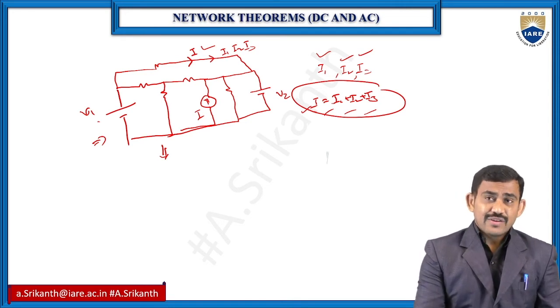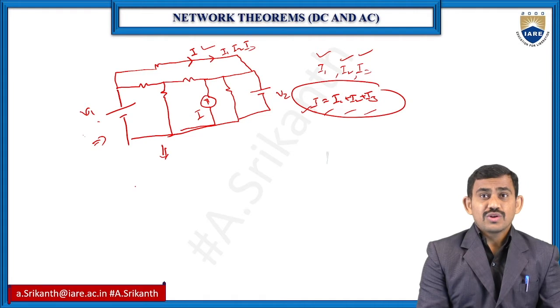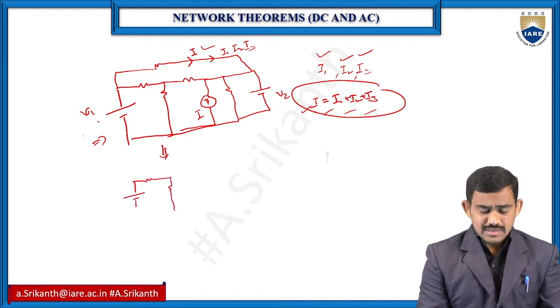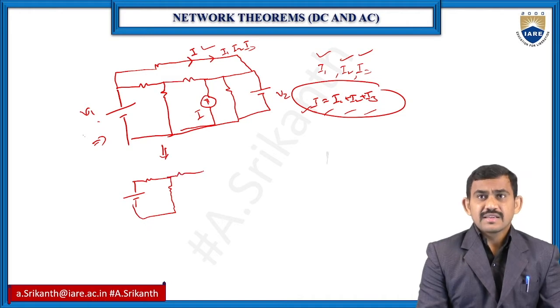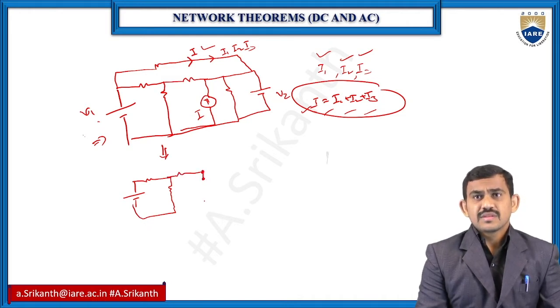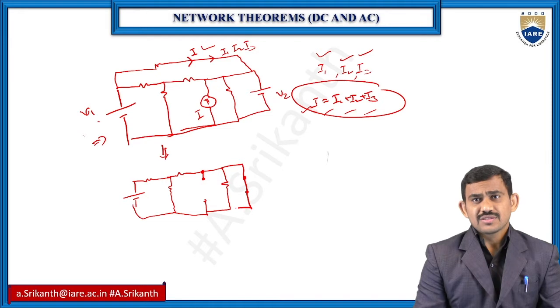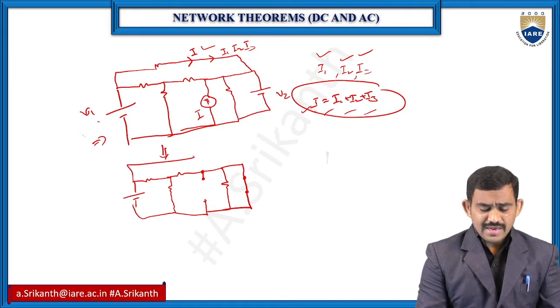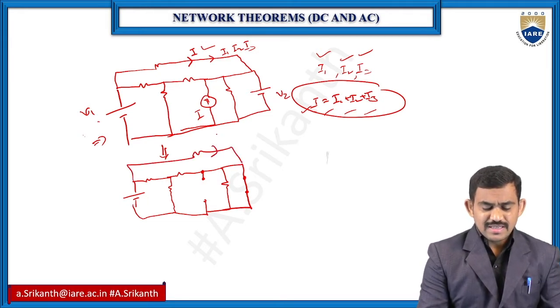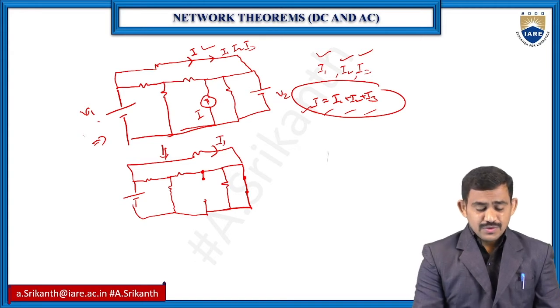Then I1 means V1 is acting. Only V1 is acting, then the remaining sources are replaced with their internal resistances. So the current source is open, and the other voltage source is short circuit. Now find the response here. That is the I1 response, when V1 is acting.